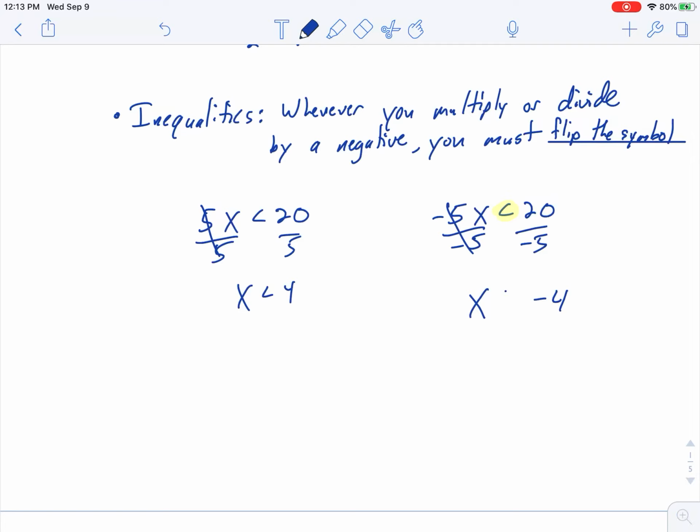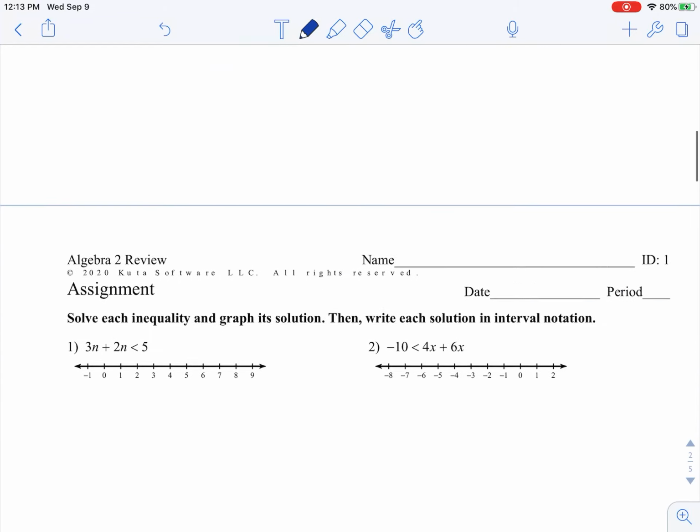So this becomes x is greater than -4. So that was one of your algebra lessons that you previously learned, maybe forgot about. If and when that comes up, I'll make a big deal out of it.